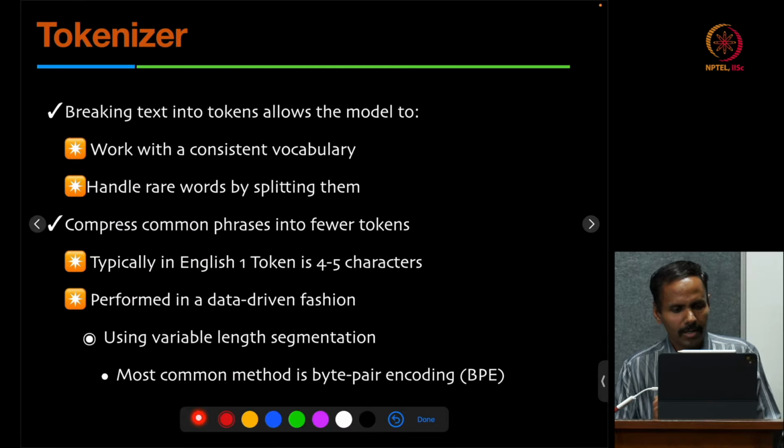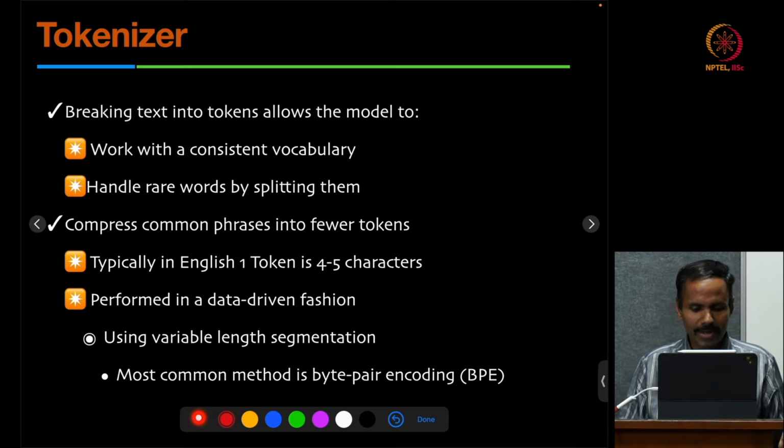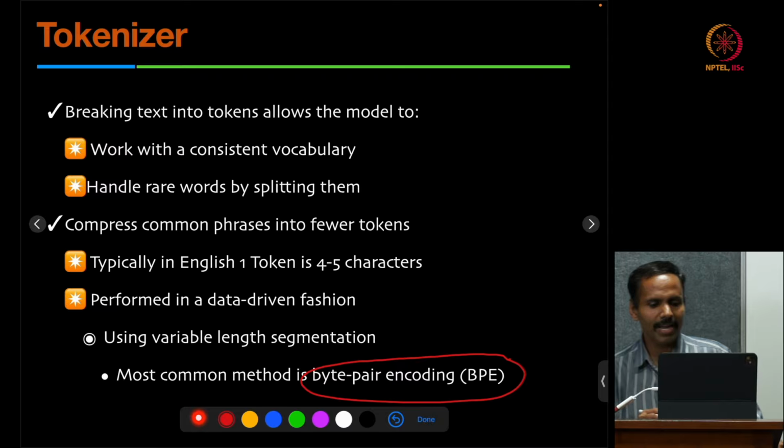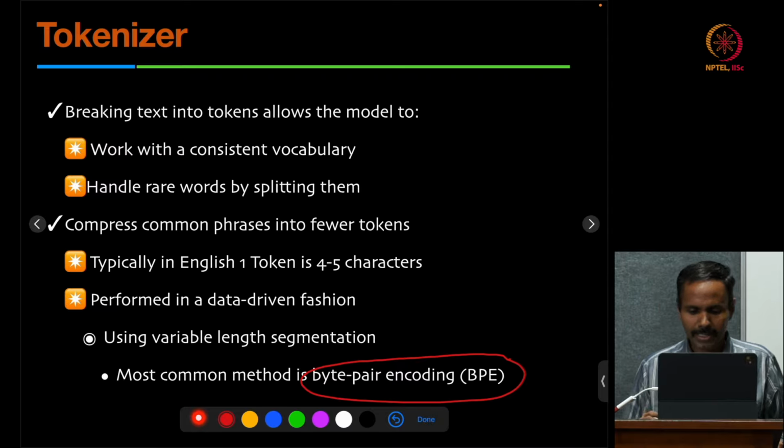So the algorithm I'm going to pick, the most common one to break text into tokens, the tokenizer one that we are going to talk about, and I'm just focusing on the last part of this, is called byte-pair encoding. We are going to talk a lot about the BPE part in the next few slides. But what are the key aspects of this? This is fundamentally a data-driven approach.